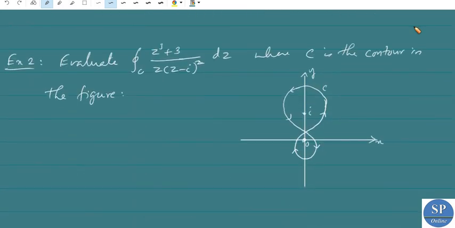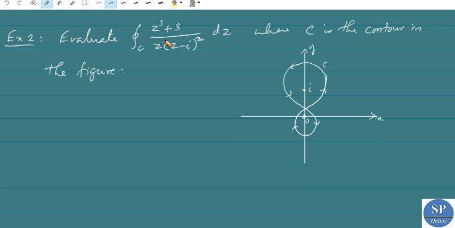Evaluate the integral over C of (z cube plus 3) divided by z into (z minus i) whole square dz, where C is the contour in the figure. So here we are given this contour, like this. From this figure, it is clear that this contour C is not a simple closed contour, because it is closed here. But we can consider this C as a union of two simple closed contours. One is this, and the other is this one.